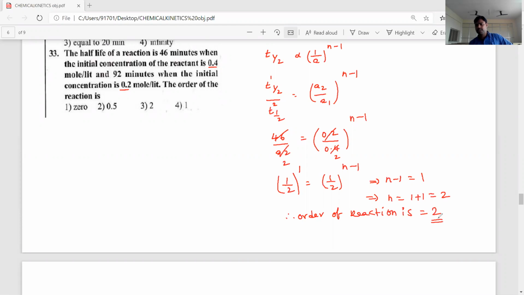two, second order reaction. So whenever two half-life periods and their initial concentrations are given, we have one relation: half-life period is proportional to 1 by a whole to the power of n minus 1. By using that relation, we can find the order of the reaction. That is known as the half-life method, useful to find the order of the reaction. The first half-life period by the second half-life period is equal to (a2 by a1) whole to the power of n minus 1. Then the n value came as 2.